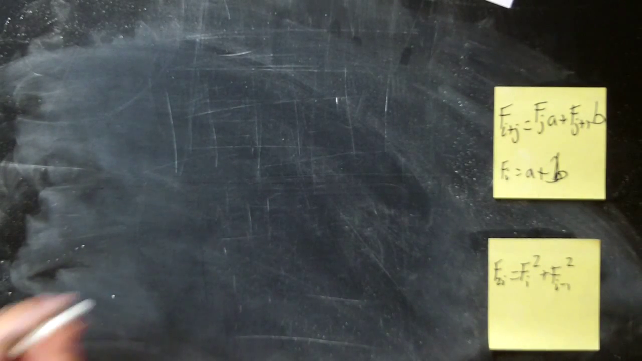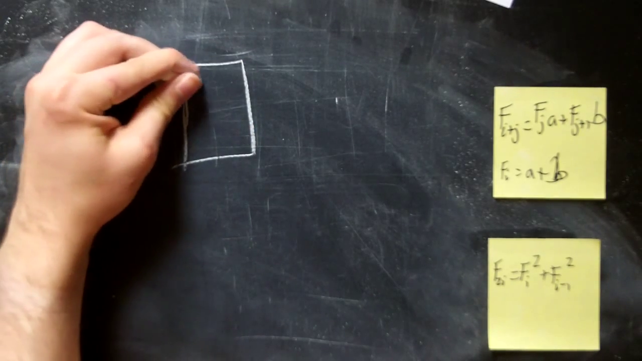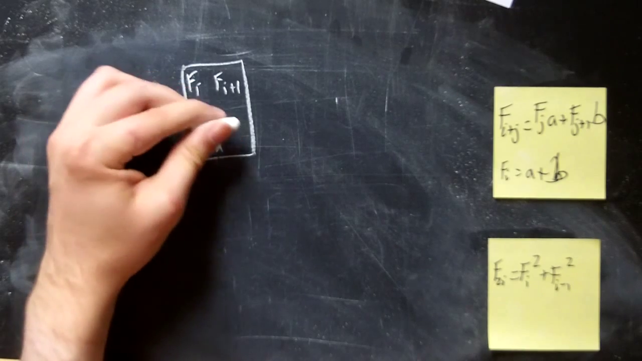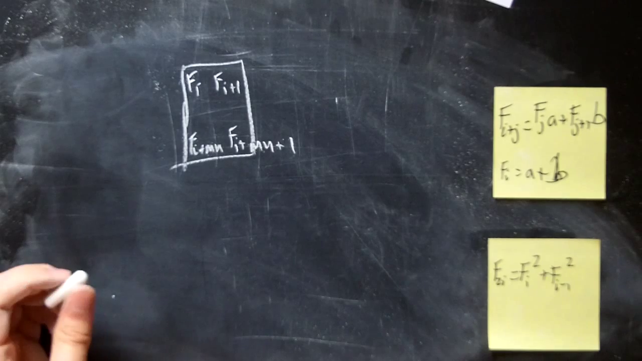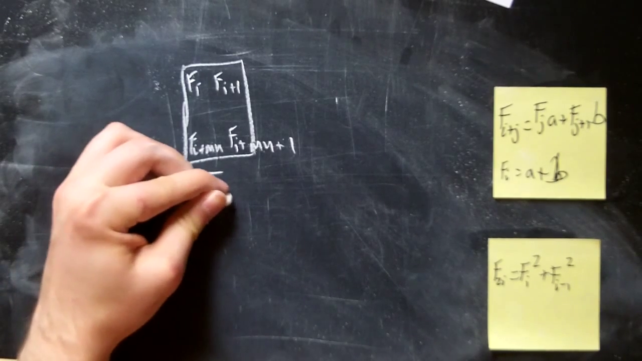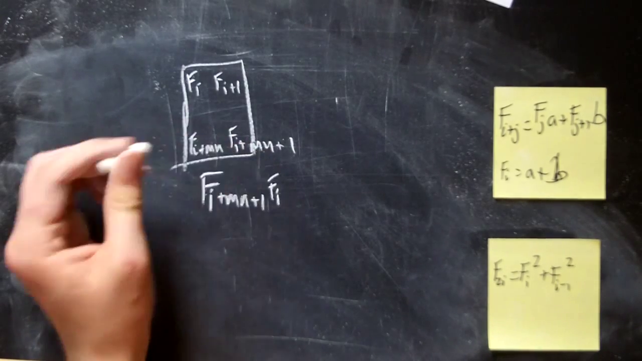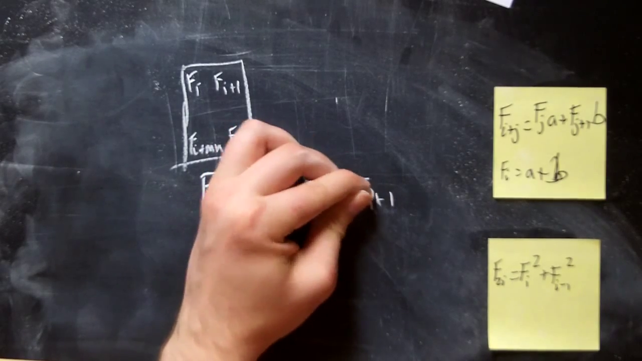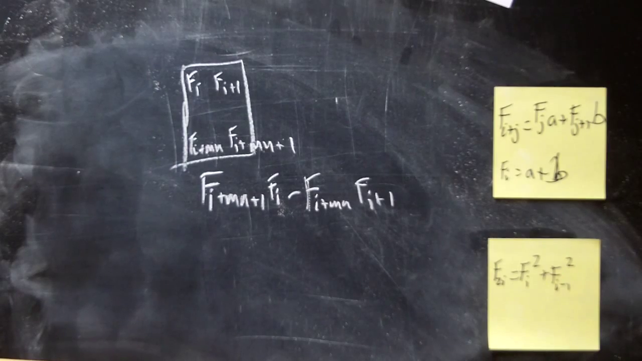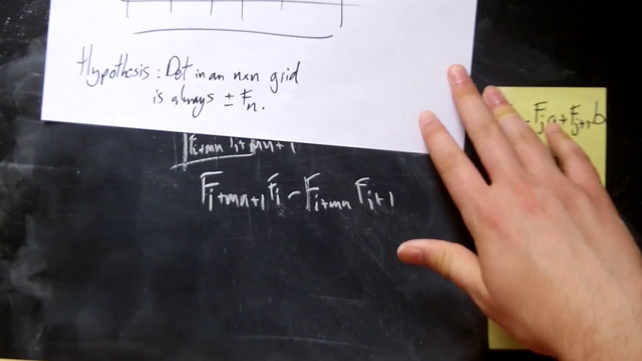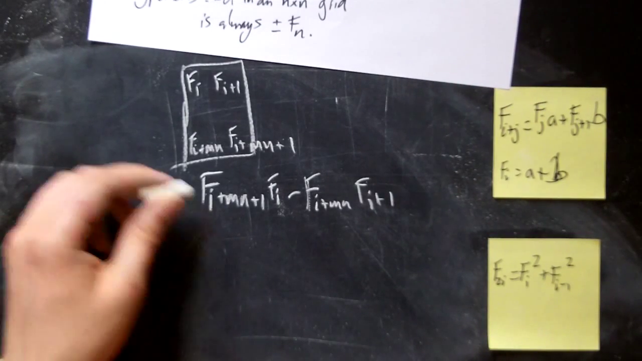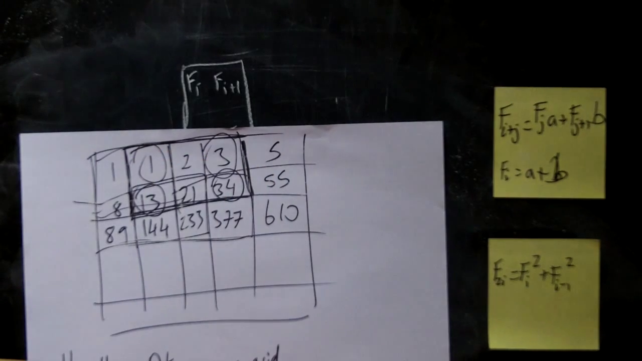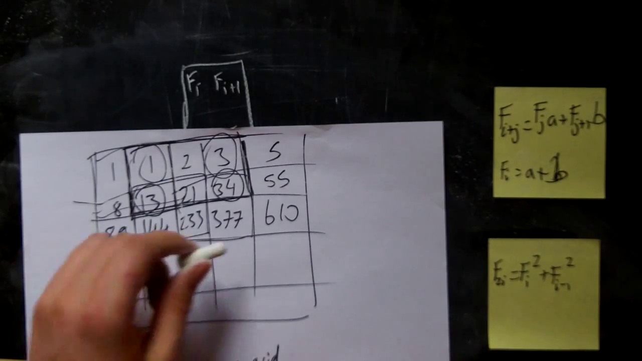So where did I write down what I was working on? Got a box. Yay high. Fi, Fi plus 1. Fi, Fi plus Mn. Fi plus Mn plus 1. So the determinant is Fi plus Mn plus 1, Fi minus Fi plus Mn, Fi plus 1. Okay, so what am I saying? I'm saying that the determinant of all that is equal to f of, well, when it was 3 high, it was f of 2n, and when it's 4 high, I bet it's f of 3n.